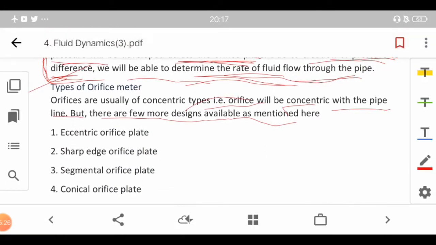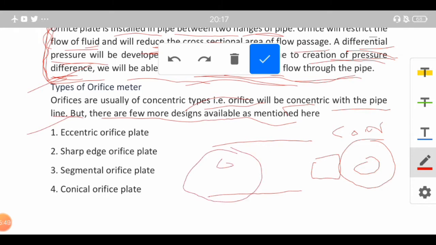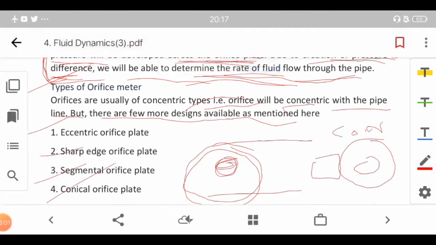So in general, if this is the pipeline, the orifice will be somewhat like this. If this is the pipeline, this will be the orifice. In this case you will say that it is concentric, but other than that there are some more designs available. This one is eccentric, if the orifice is at one side of the pipe and away from the center of the pipe. Then there are the sharp edged orifice, segmental orifice, and conical orifice plate.